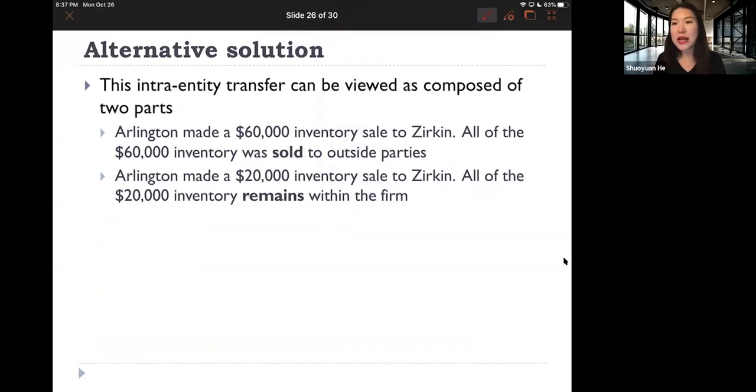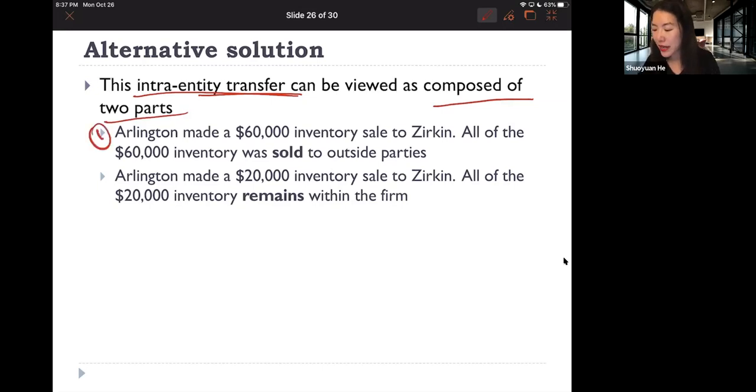A little bit more sense to you, like intuitively. So if you think about the situation of inventory transfer when only part of the inventory has been sold to the outside party at the end of the financial reporting period, the situation can actually be viewed as the combination of two parts, right?